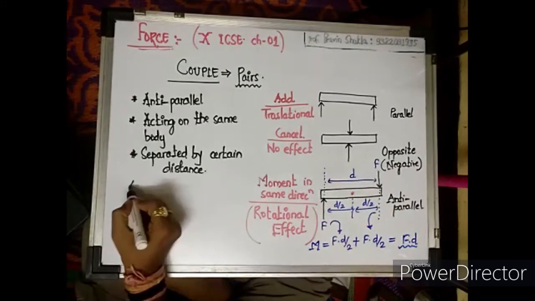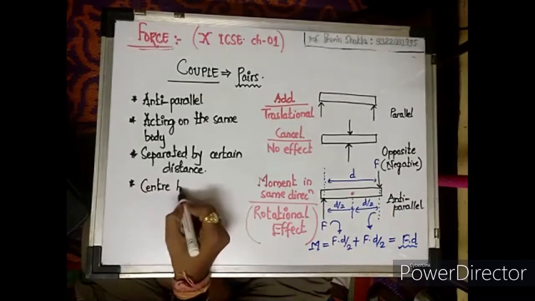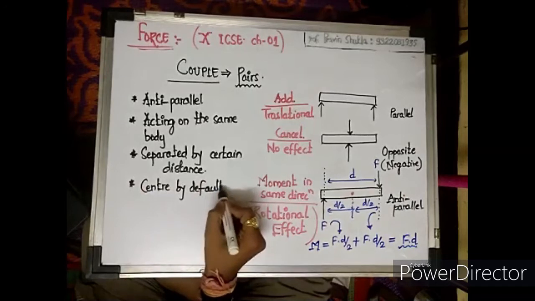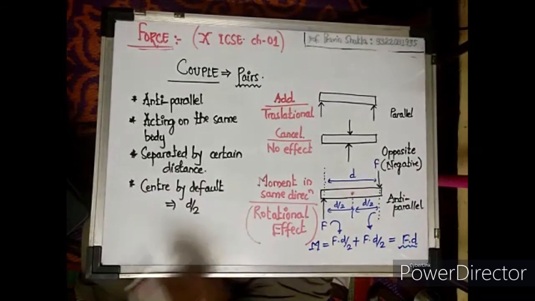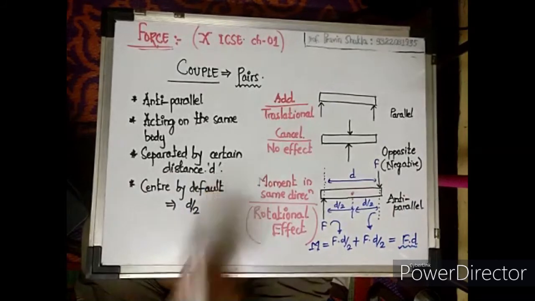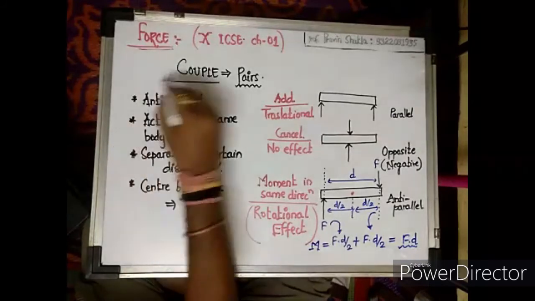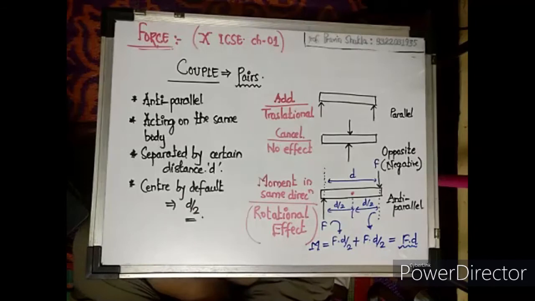And they have their center by default. If you change it, it is a different story. But generally, the center by default will be D by 2. Such kind of forces, such a pair of forces, are called a couple. Getting it or not?